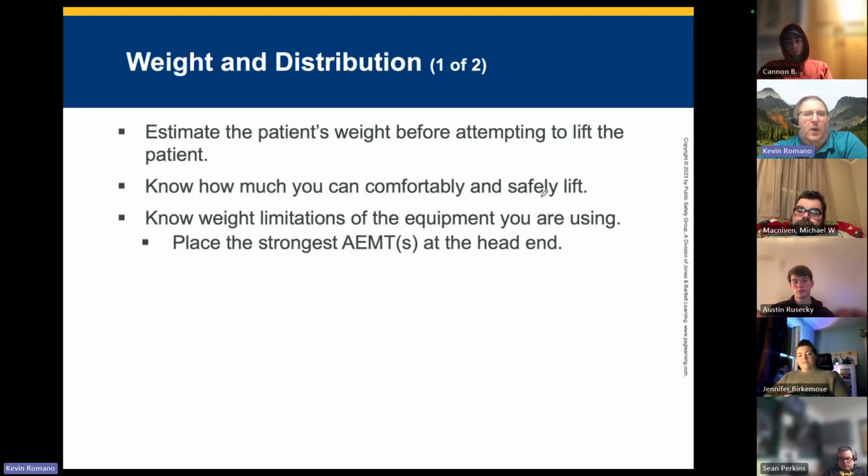So know how much you can comfortably and safely lift, right? If you don't think you can lift it, don't be afraid to call for manpower, right? Please do not try to, like I said, the He-Man through it, because if you do that, someone's going to get hurt, whether it be you or the patient. Know the weight limitations of your equipment that you are using and place the strongest advanced EMT at the head end. That's where most of your body weight is.